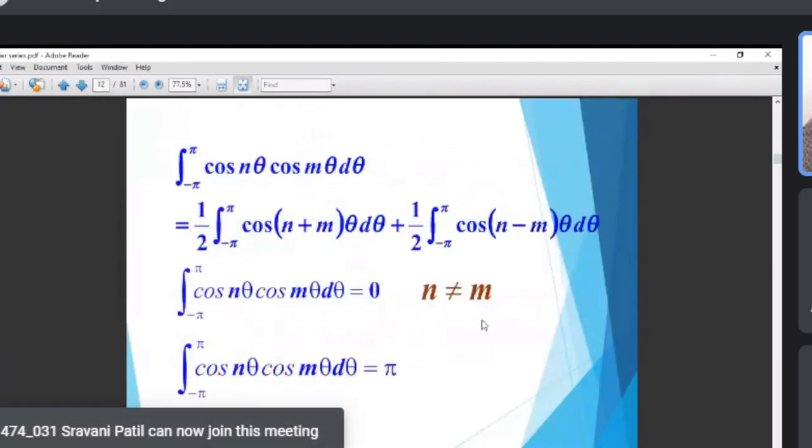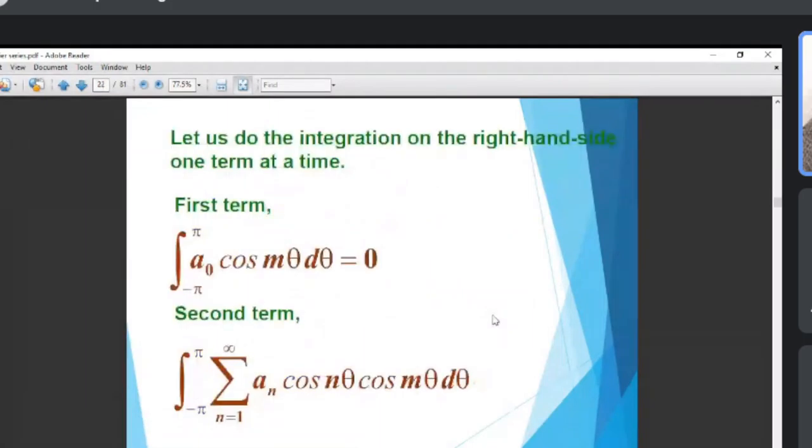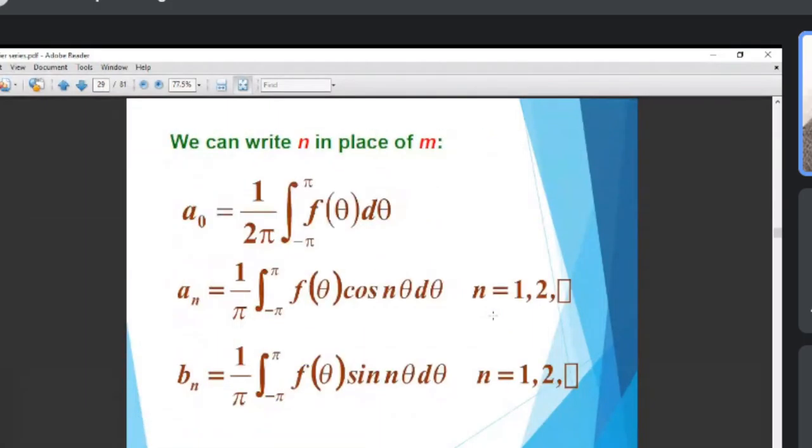You don't have to learn all these. It's enough if you learn about sine and cosine. So this is how a given Fourier series can be expressed as a series of sines and cosines. Generally, the expression consists of a0, an, and bn. To determine a0, this is nothing but the average value, and it comes out to be like this. a0 is given by this, an is given by this, bn is given by this.